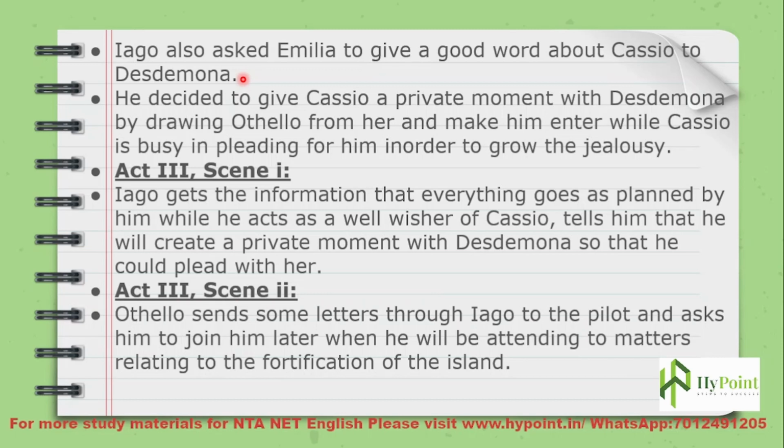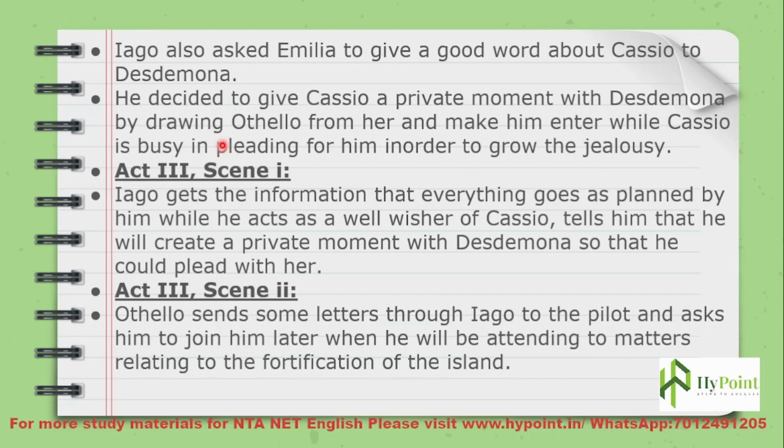Emilia does that very neatly, and he decided to give Cassio a private moment with Desdemona by drawing Othello away from her and making him enter while Cassio is busy pleading for him, in order to grow the jealousy. So this is how he creates situations. He will make Othello absent from his tent while Desdemona is alone, and he will ask Cassio to go and meet Desdemona during that time when she is alone in her chamber or tent, and he will make Othello re-enter the tent when Cassio is busy pleading for him to Desdemona. This will actually make some fire there, and he will grow jealousy in the mind of Othello. So everything goes as planned by Iago, as we will see later in the scenes.